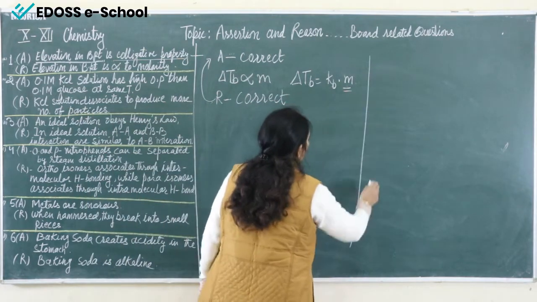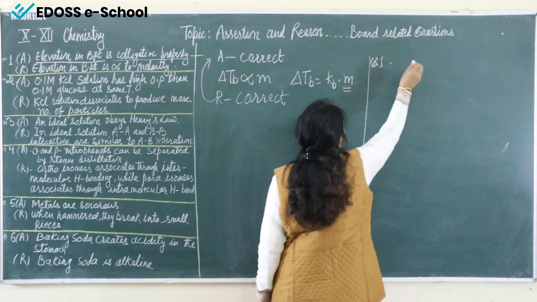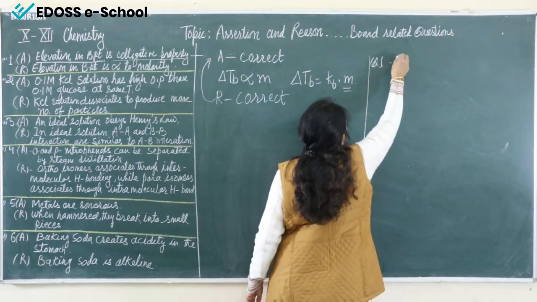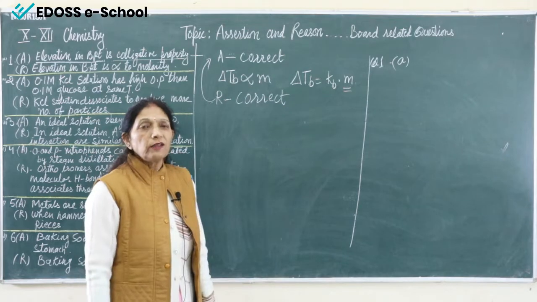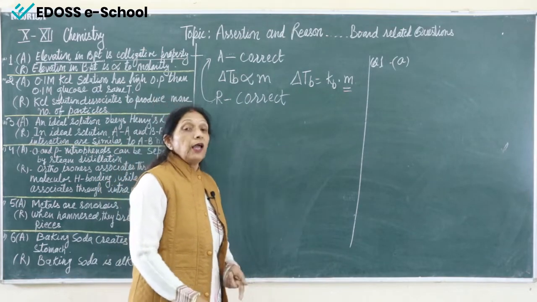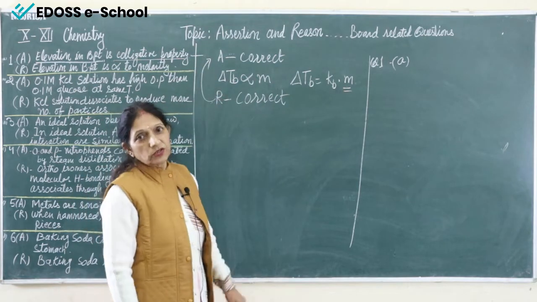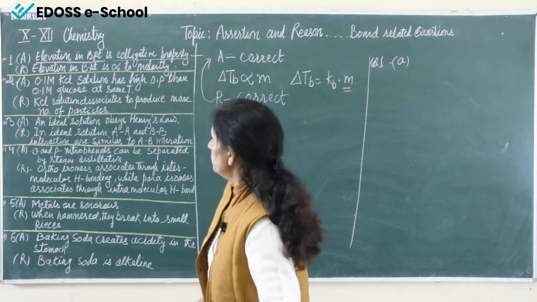For question 1, our option will be A, because the assertion is right and the reason is also right, and the reason is the correct explanation of the assertion. Now coming to the second question.